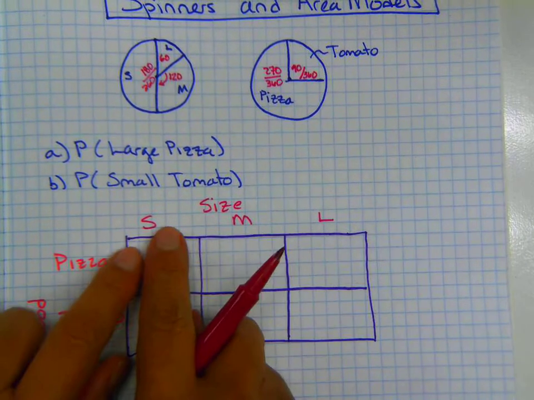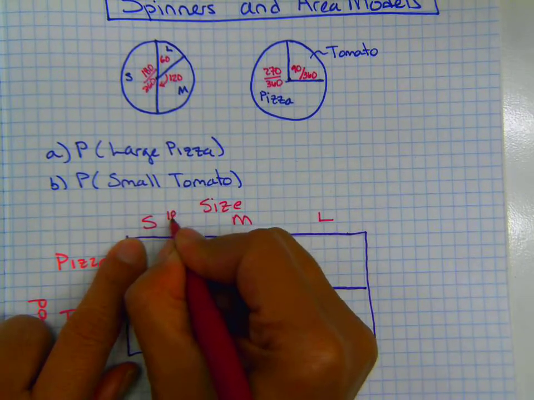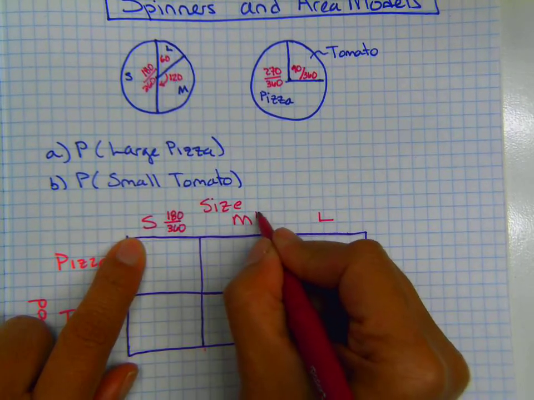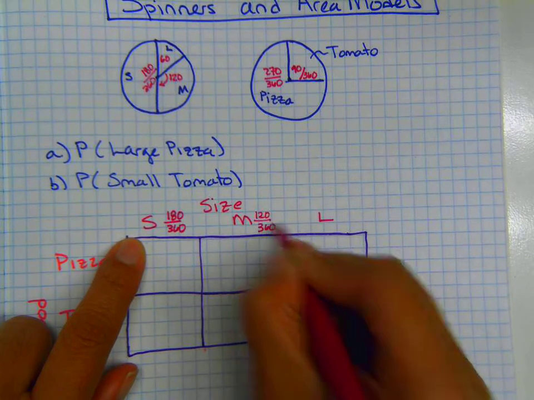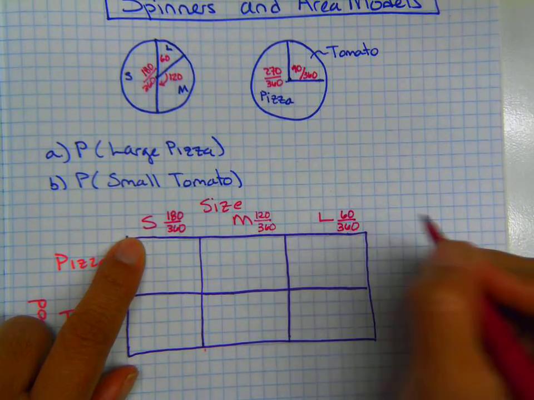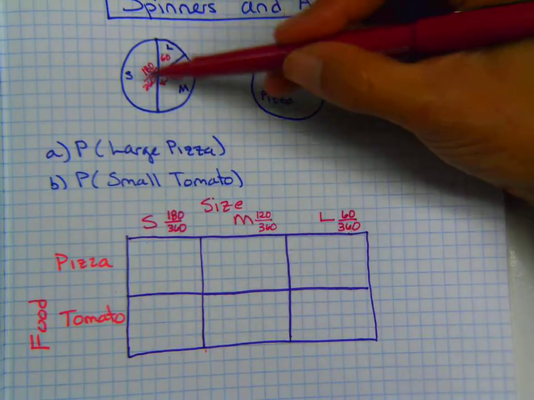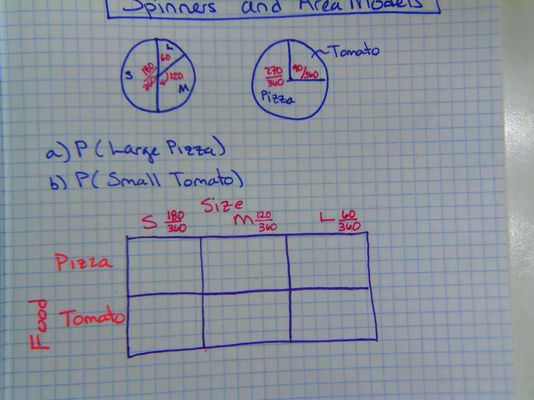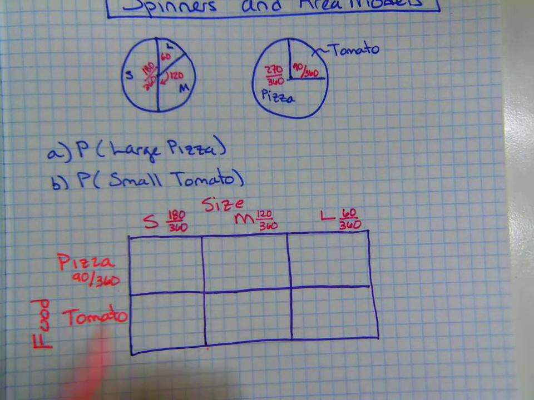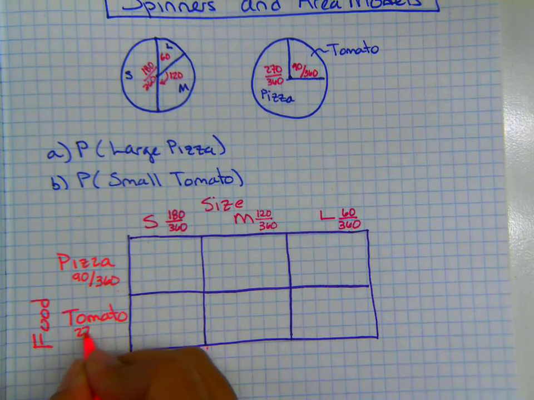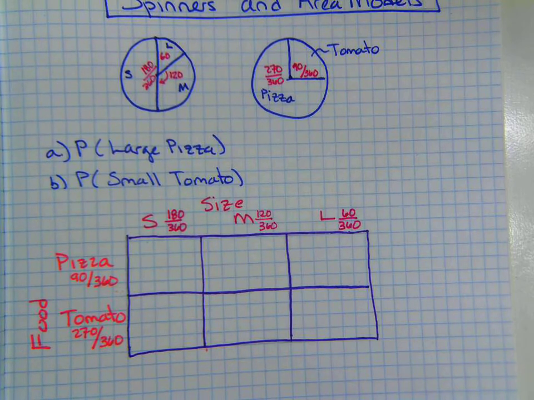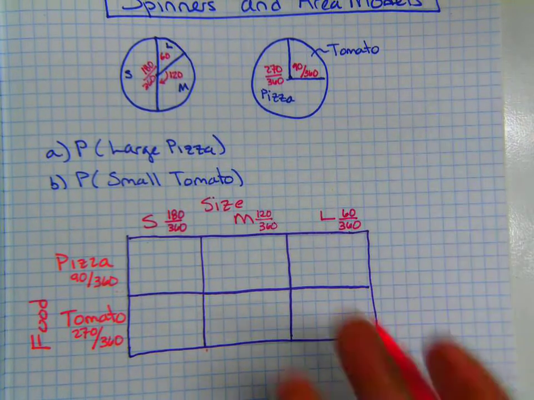So the probability that I get a small item is going to be 180 out of 360. The probability I get a medium item is going to be 120 out of 360. And finally, the large item is 60 out of 360. So that's the probability that my spinner randomly falls in one of these sections. Going on to the food item, my tomato is going to be 90 out of 360, and my pizza is going to be 270 out of 360.